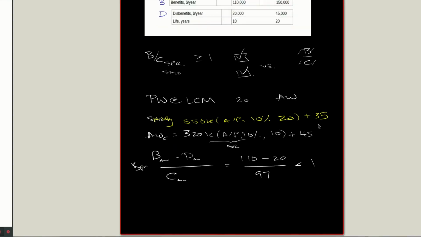So if we were to look and finish Shelbyville, then what do we have? Then we have Shelbyville. The benefits minus, so the benefits are 150 minus the disbenefits, which is 45, divided by 99. So this would be 105 divided by 99 greater than 1. So our only option that's viable in this case is to put it in Shelbyville. We don't even have to compare them against each other.